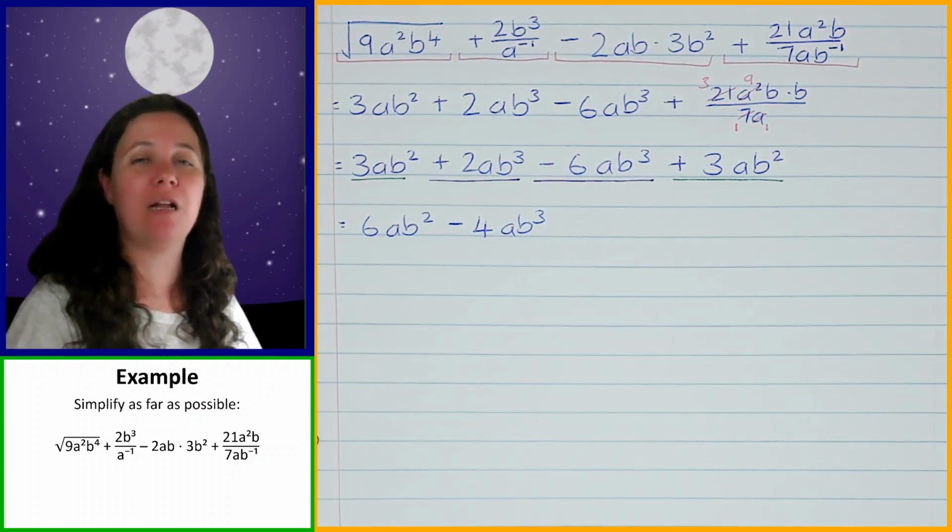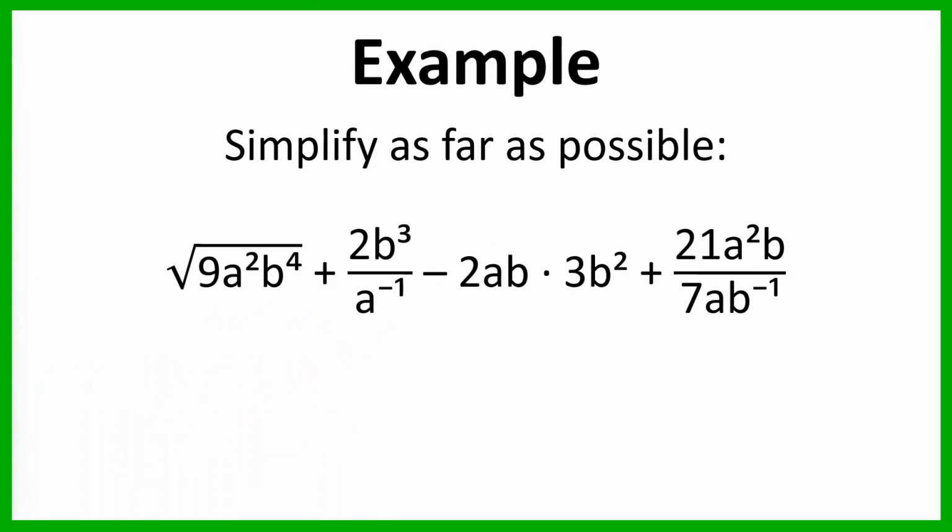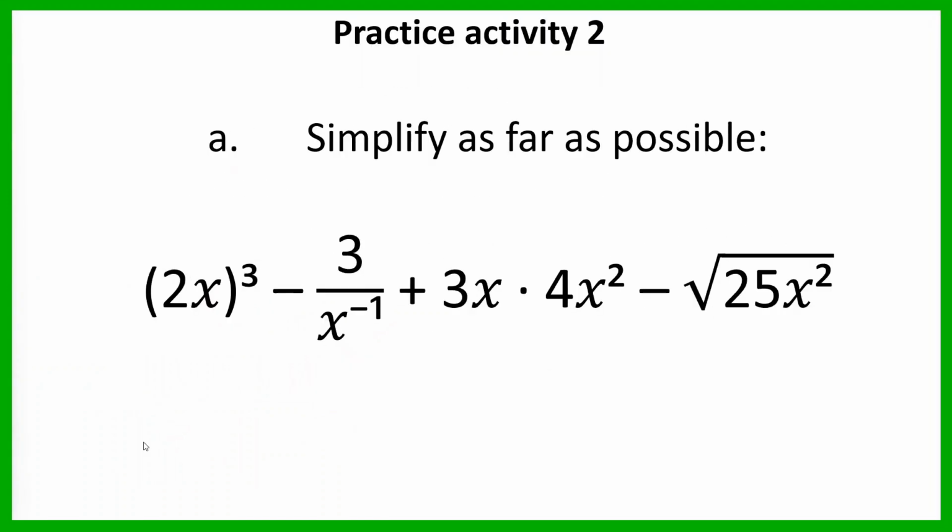Okay, so now I'm going to give you a few like this that you're going to do for yourself. Here's the first one you're going to do. You've got (2x)^3 minus 3 over x to the power of -1 plus 3x times 4x squared minus the square root of 25x squared. Okay, so I'm going to give you 1 minute for this question.